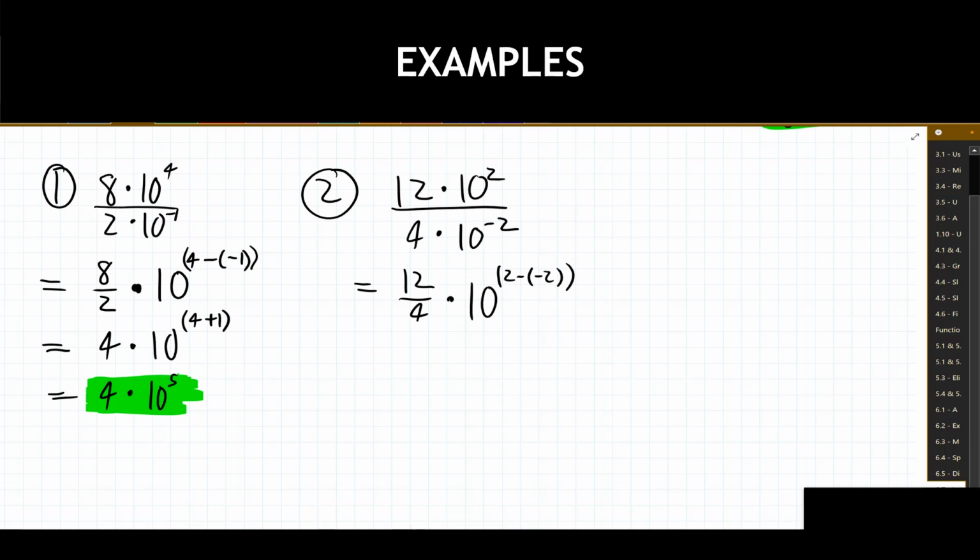Okay, well, 12 over 4, that's just going to become 3. And then 10 to the second minus 2. Again, I don't like double signs in there. They always mess with me, so I'm going to adjust that. 10 to the 2 plus 2, much better now. And I'm going to be getting 3 times 10 to the 4th power. There we go. We have our answer there.